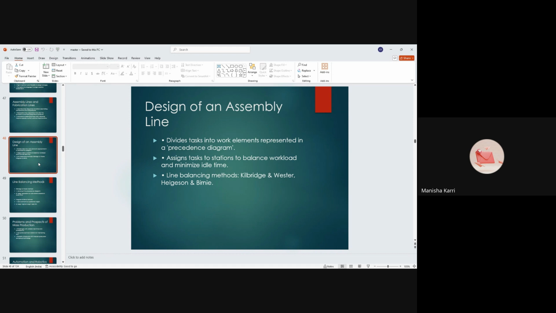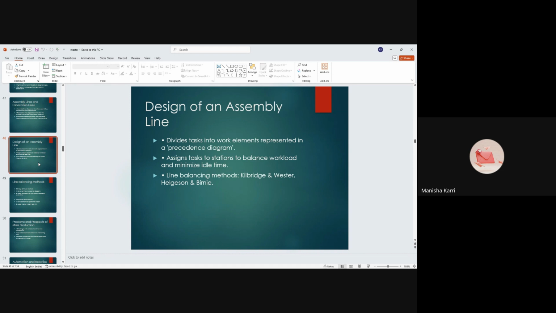So what does minimizing the idle time mean? Generally, idle time refers to periods when your workstation is not actively working. Reducing idle time automatically increases efficiency and productivity. So in effective line design, workers or machines have consistent tasks, avoiding unnecessary delays between the stations. That is nothing but minimizing the idle time.